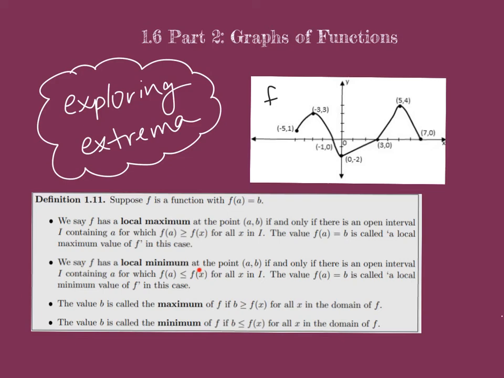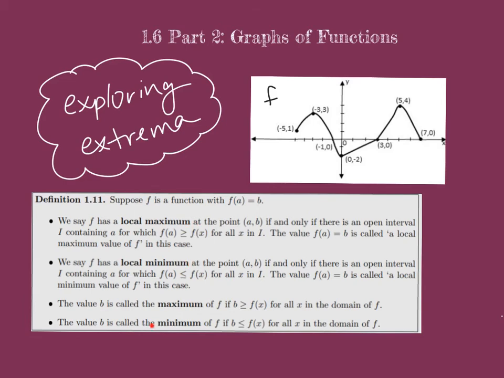For a local min, it's the very exact same thing, except it's less than. We want to say that a point is a local minimum, such as this coordinate point here, (-5, 1), if there's some interval I containing that x value, which is -5, for which its y value, 1, is less than all the other y values around it. It is. 1 is the smallest y value in a small interval around this point. So this is just a very mathematical way to say local max and min.